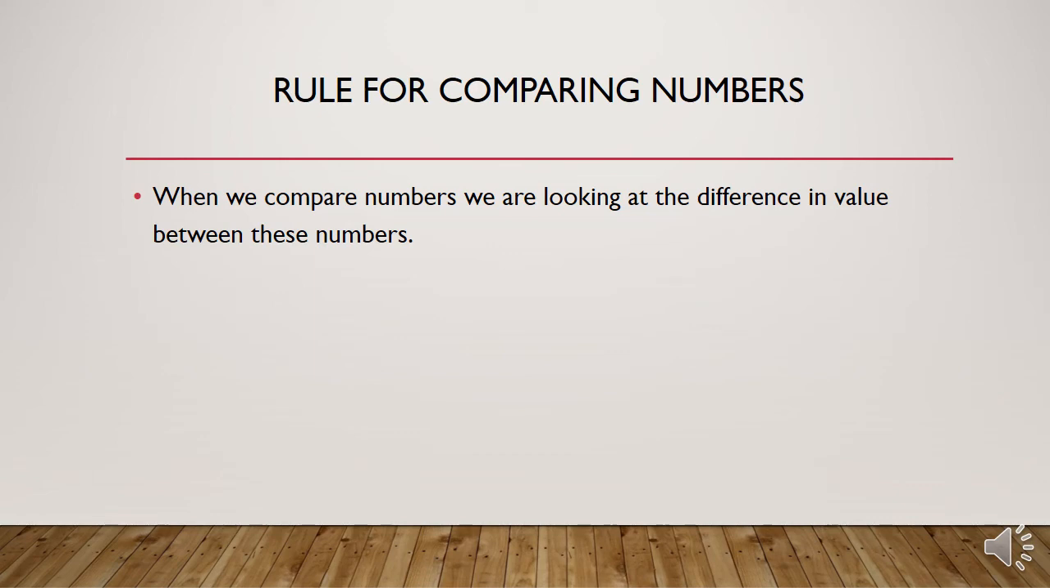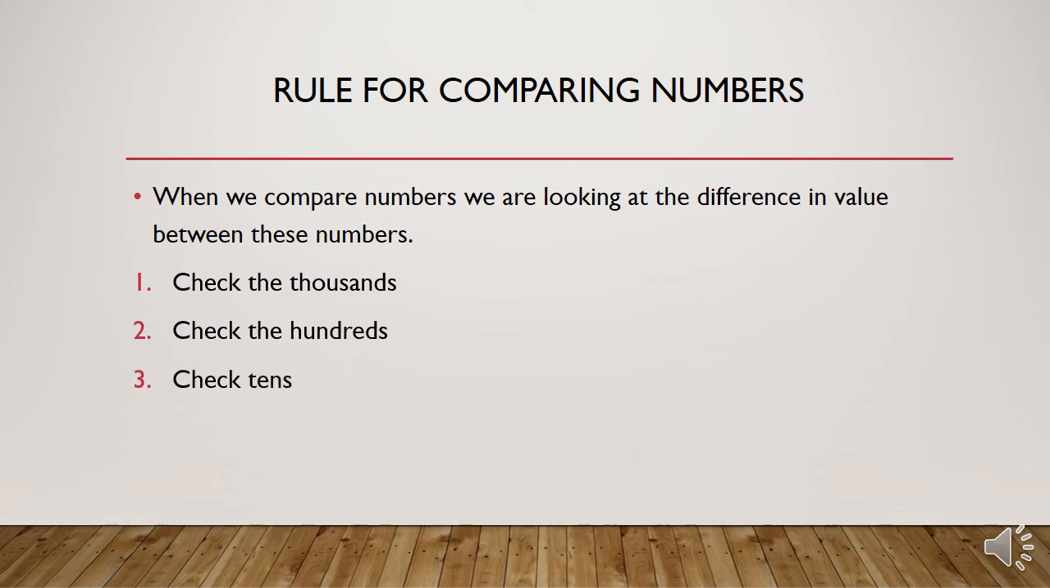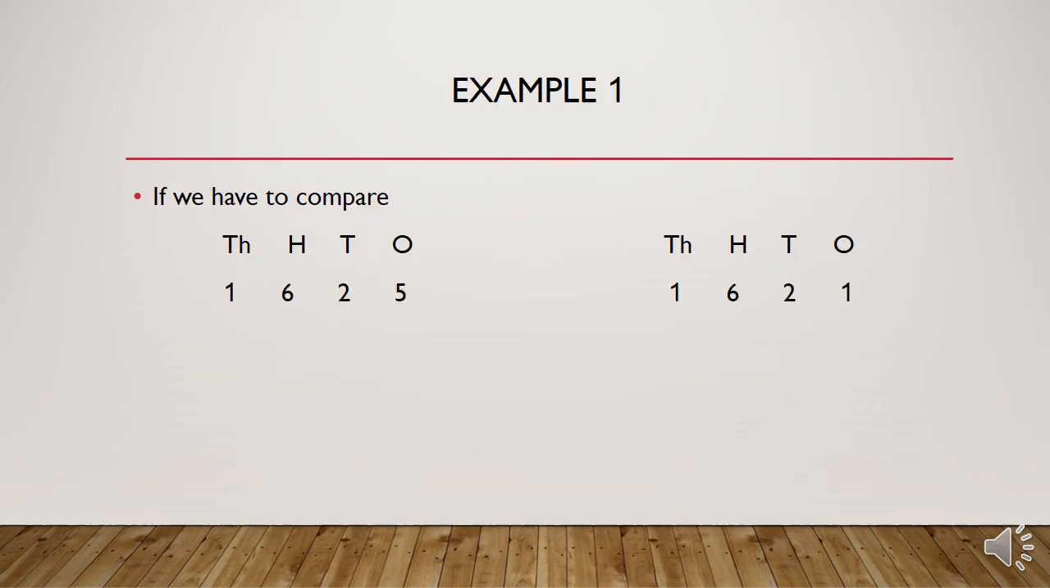Rules for comparing numbers. When we compare numbers, we're looking at the difference in value between these numbers. For that matter, first we check the thousands, second we check the hundreds, third we check tens, and lastly we check ones. Let's look at an example now.